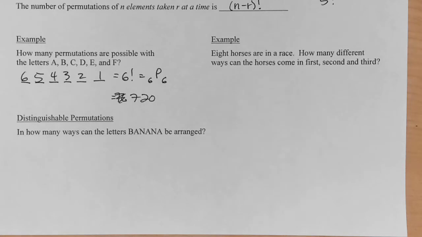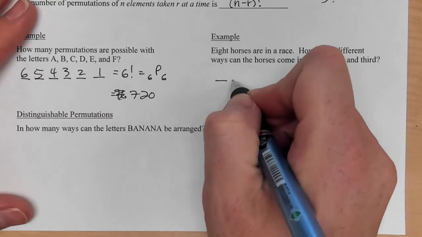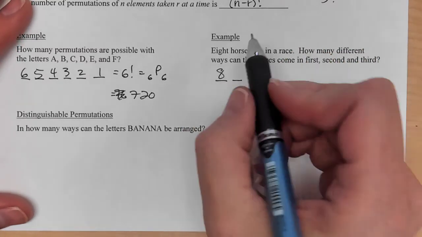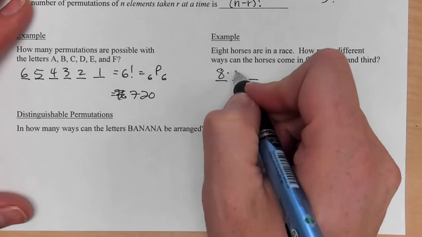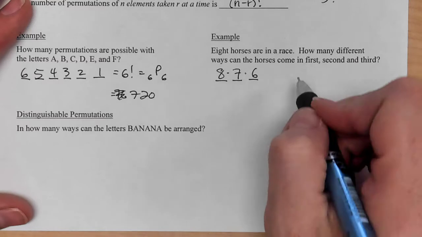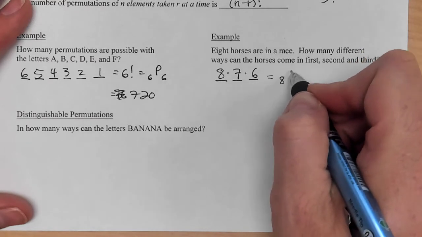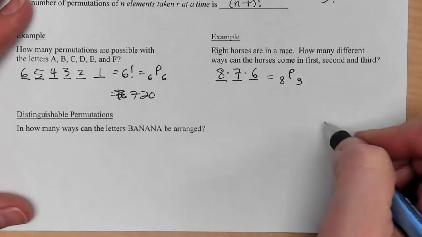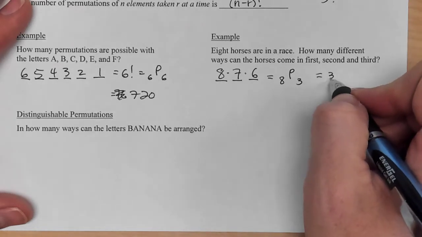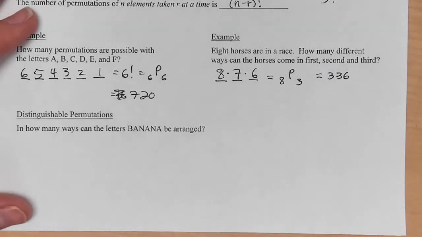Next up, 8 horses are in a race. How many different ways can the horses come in first, second, or third? So first, second, and third place. There are 8 horses. All 8 of them have a shot at first place. Once that first place horse crosses the line, then there's only 7 left for second place, and then 6 left for third place. This is the same as 8P3. I have 8 horses and I'm picking 3 of them to win first, second, or third. And if you do that, you get 336.